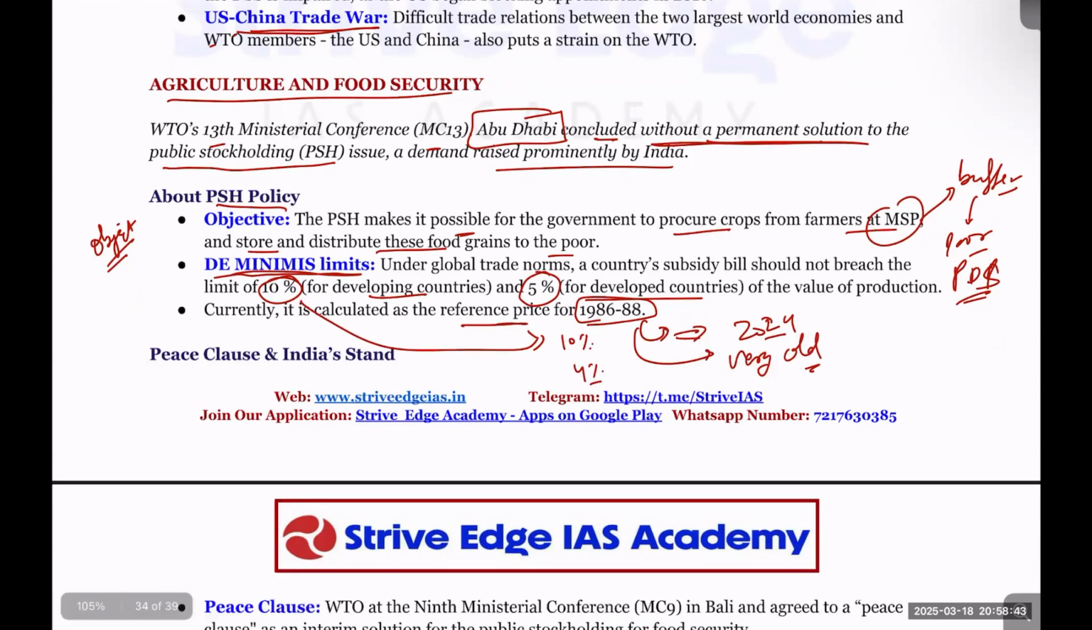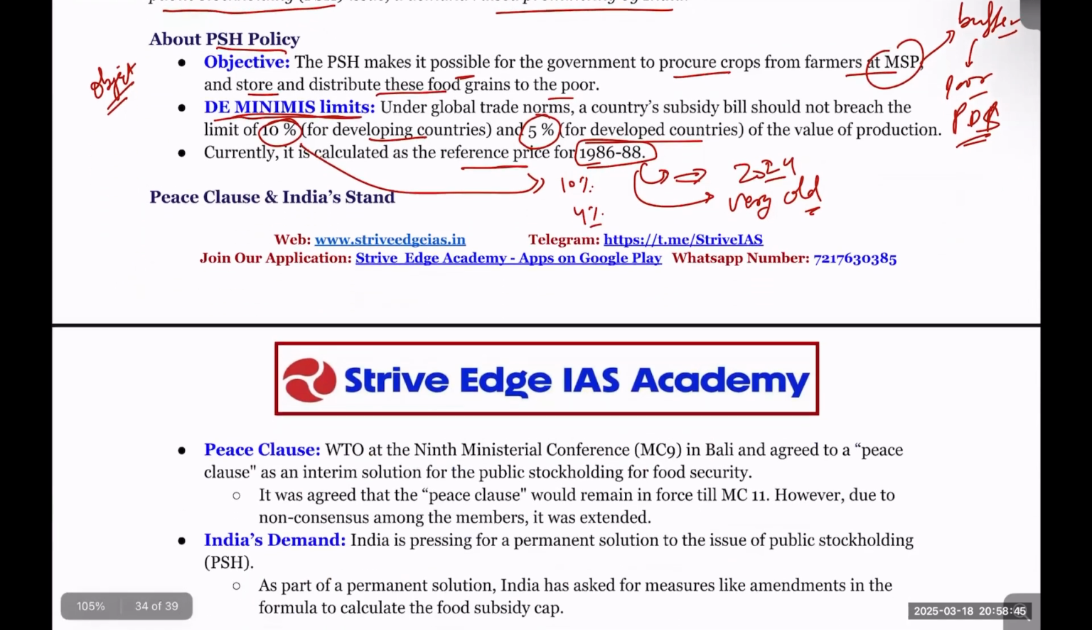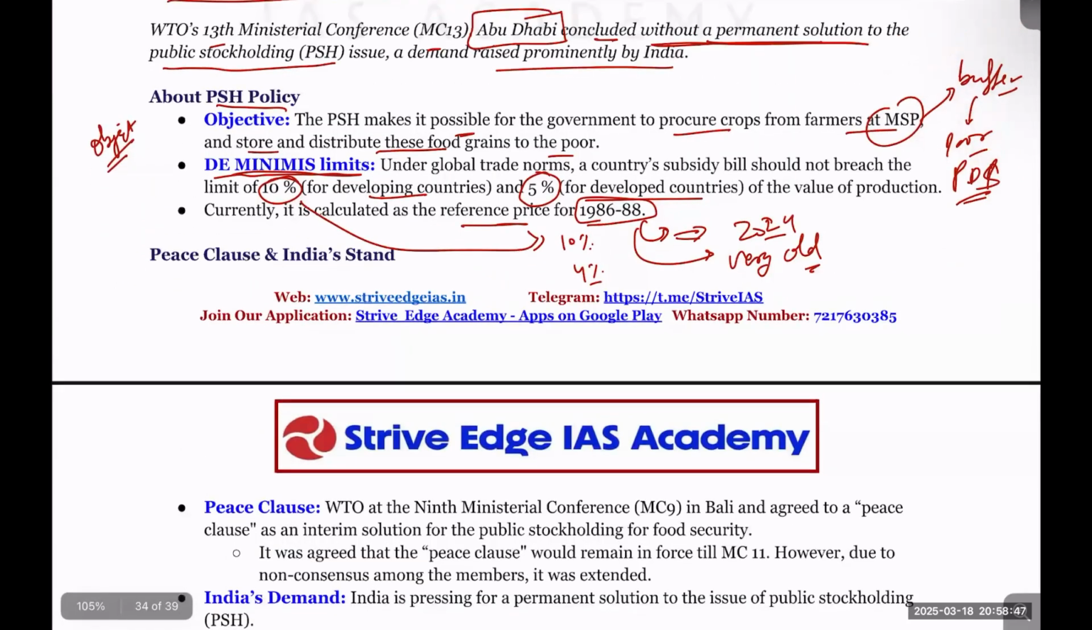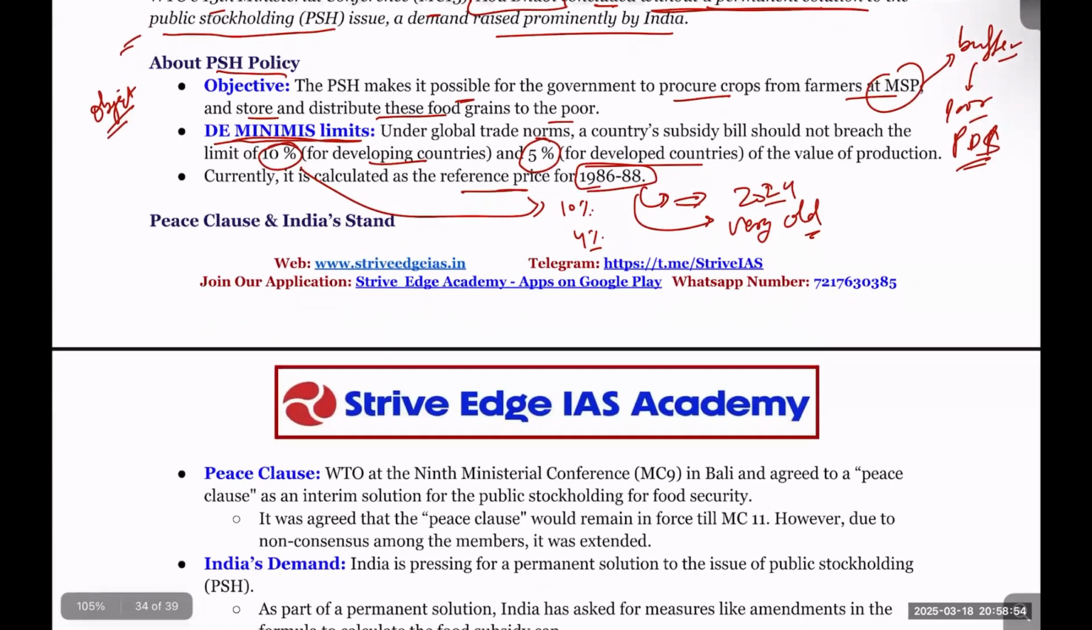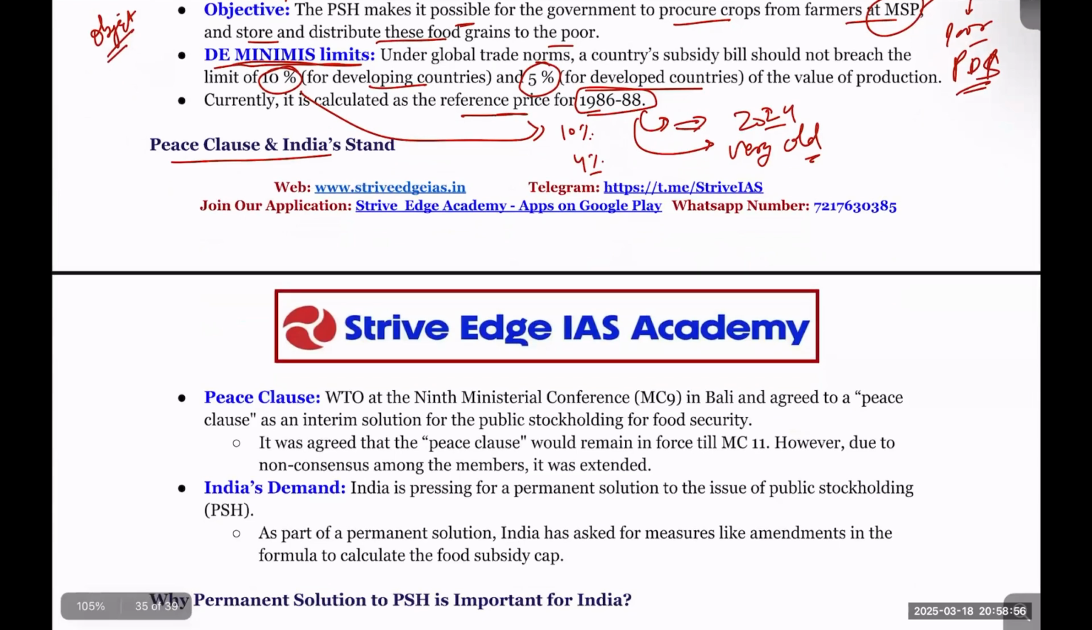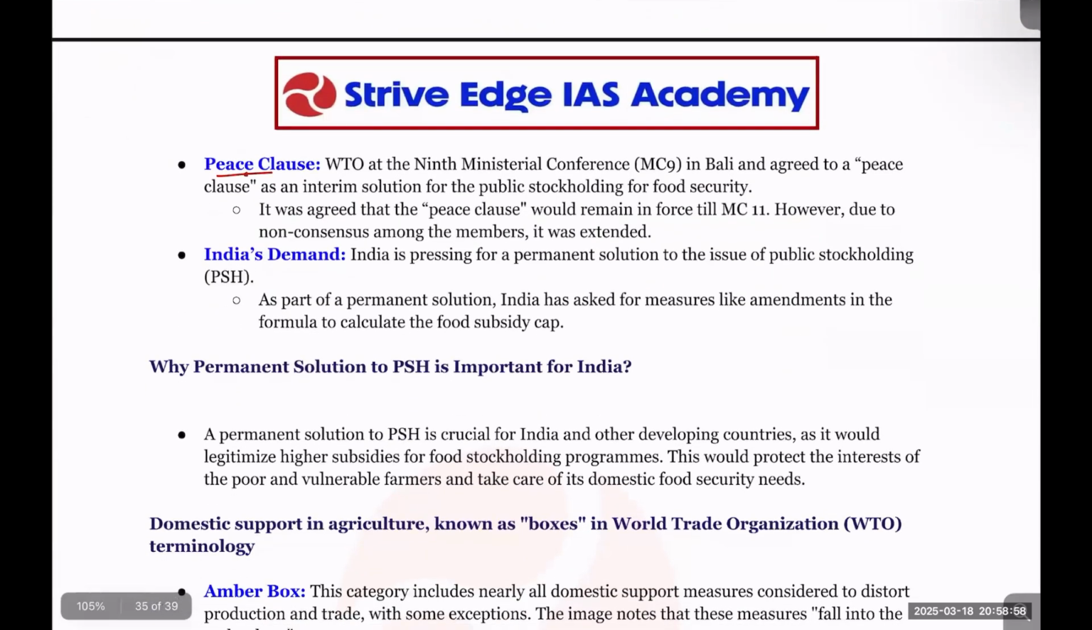So India is facing this issue, and India is saying that you should give us a permanent solution to this public stockholding problem. Peace clause and India's stand. The peace clause was given by the WTO in Bali, agreed to as an interim solution for public stockholding for food security.